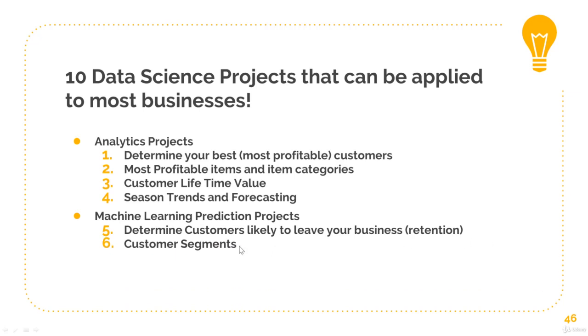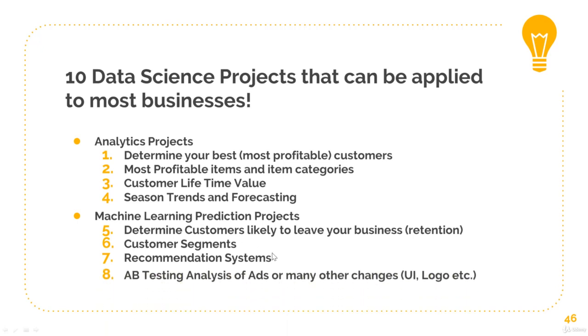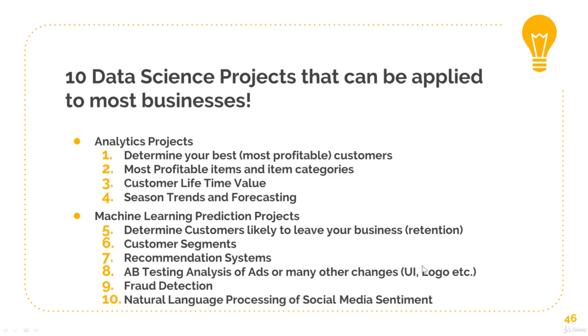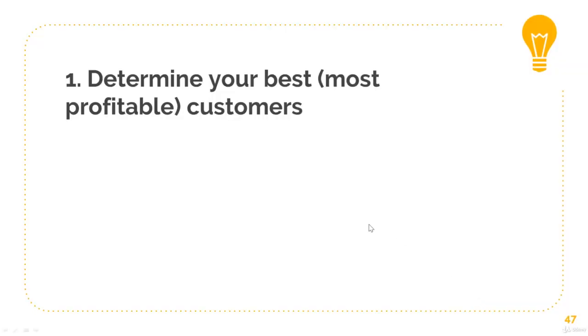We can look at customer segments. This is a very important project. Recommendation systems, like we've seen with Netflix and Amazon before. You can do some A/B testing of ads and all these things. You can check UI, logos, that sort of stuff. Fraud detection. And you can do some natural language processing of social media sentiment. So let's look at each project in a little more detail.